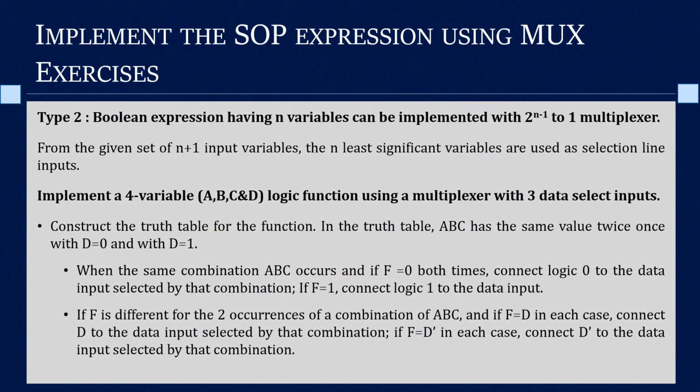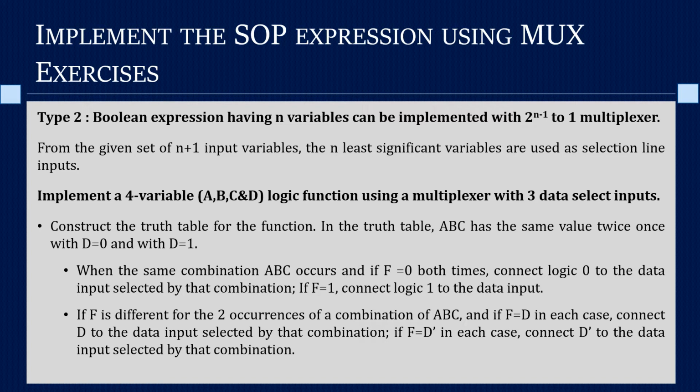Okay, now we know how to implement a Boolean expression having n variables using a 2 raised to n to 1 multiplexer. Fine. Now let's look into how to implement a Boolean expression having n variables with a 2 raised to n minus 1 to 1 multiplexer.